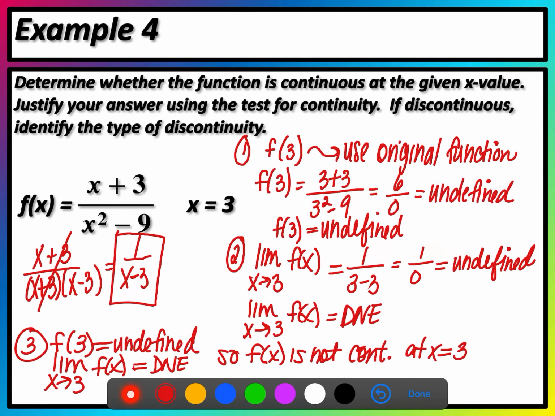So again, what is happening at x equals 3? So even though we created a hole in the function, that's not the x value that we're looking at. We're looking at the x value where there is a vertical asymptote. So this is an infinite discontinuity again. All right, but I wanted to show you this example so that you see in step 1 and step 2 that you use different versions of the equation. Okay, so step 1 you use the original, and step 2 you're going to use the simplified.